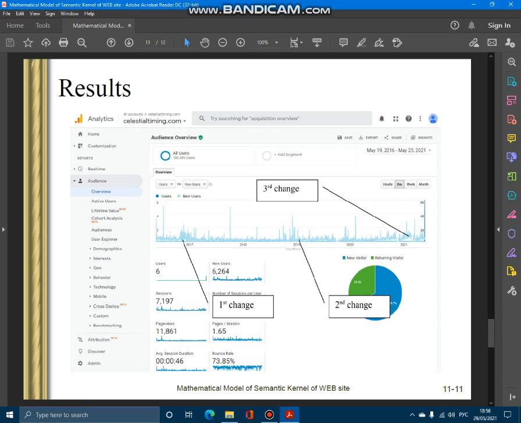In the example, the semantic kernel was analyzed at the stage of its first change. The main task of the kernel was to fix in the minds of potential users of the site and the internet in general that the Celestial Timing project site, logo is associated with the direction of astrology and psychology.